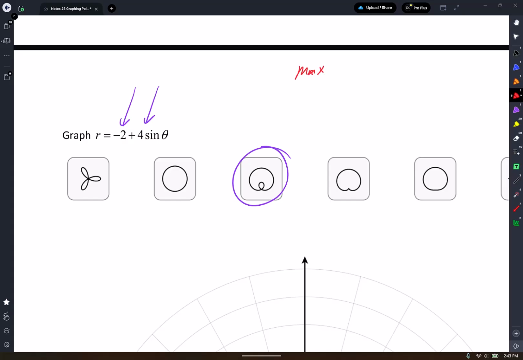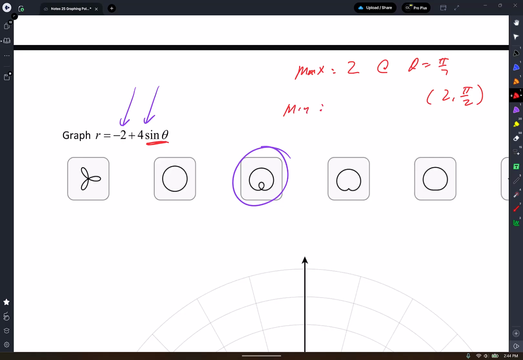Max. Well, let's see. My max, I see -2 plus -2 plus 4, so that's 2, and that happens at pi over 2. So that's going to be 2 comma pi over 2. Did everyone see how I did that? Yeah, because sine has a max at pi over 2 and a min at 3 pi over 2, my 1 and -1.